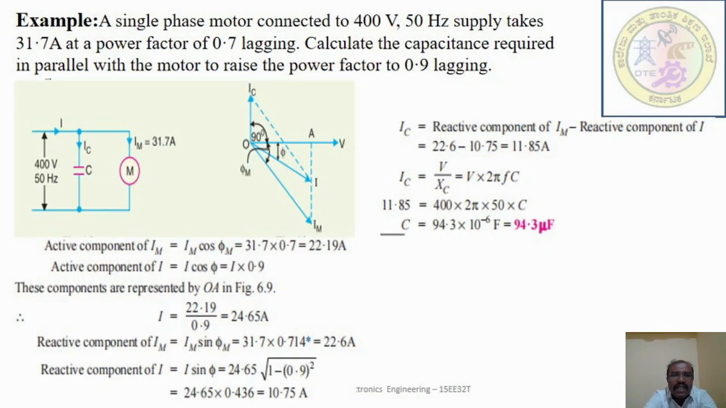After installing the capacitor parallel to the motor, IC will draw the leading current. In the phasor diagram, you can see that IC draws the leading current. That means it leads the voltage by 90 degrees. So due to this, the reactive power is injected by the capacitor.